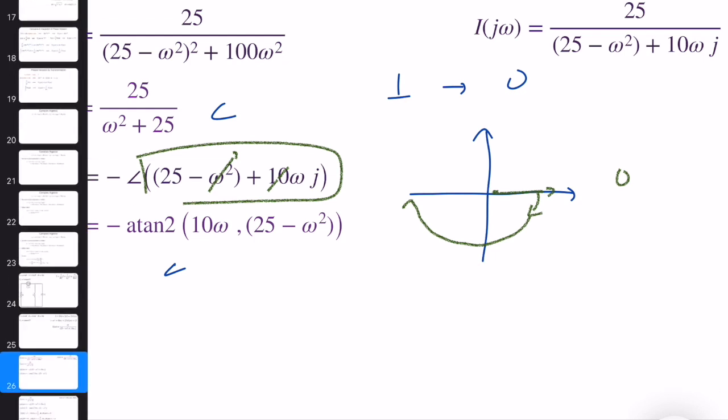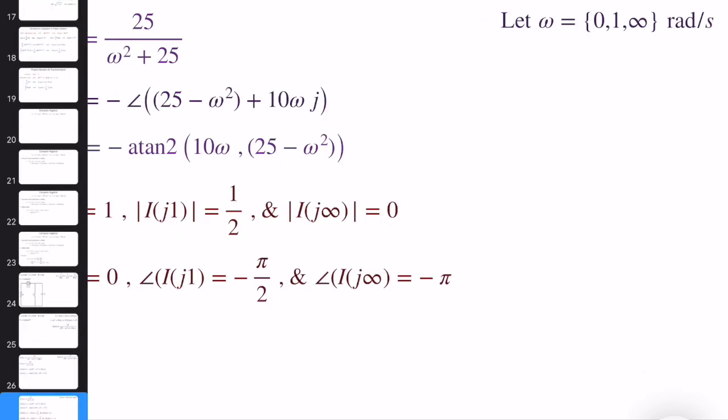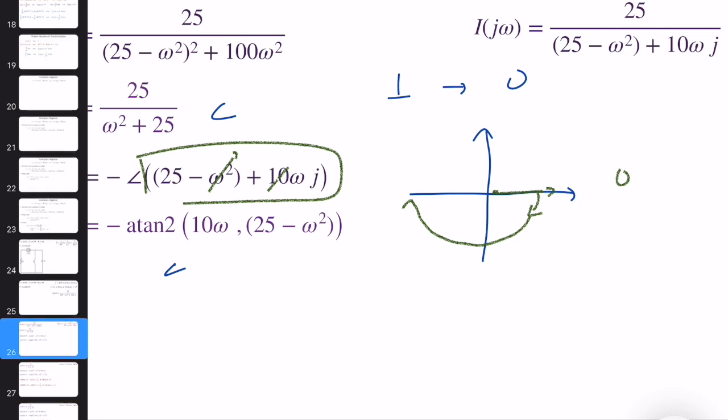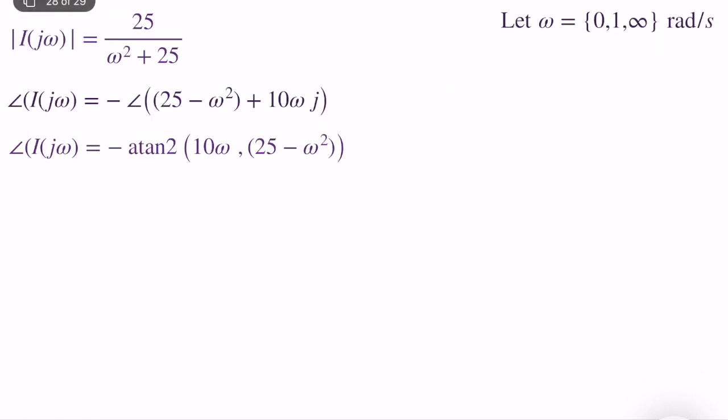Okay, so now let's simplify things a little bit. Instead of just trying to understand general behavior, let's plug in omega equal to 0, 1, and infinity and try to get the results. So let's look at the magnitude. What is I0? I0 is equal to 1, right? Because omega is equal to 0.